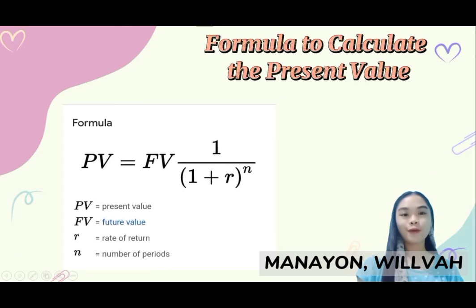So here's the formula to calculate the present value. Present value is equal to the future value times the quantity of 1 over the sum of 1 plus the rate of return raised to the power of periods.